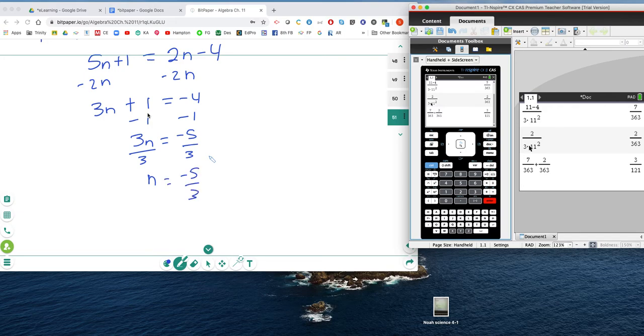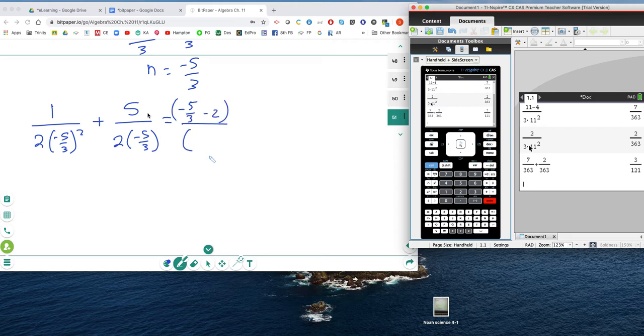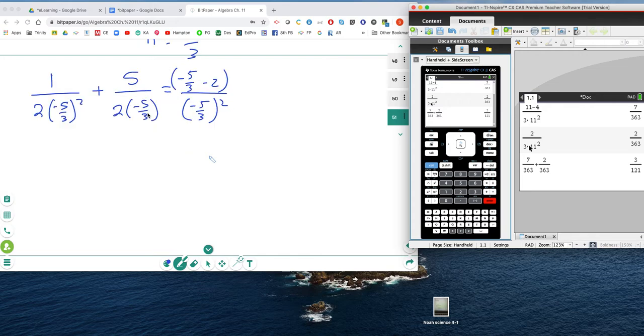All right, so now what we're going to do is we're going to check. In order to check, we go back to our equation, and we're going to do 1 over 2 times negative 5/3 squared plus 5 over 2 times negative 5/3 equals negative 5/3 minus 2 over negative 5/3 squared. And this is where we're going to use our calculator again.